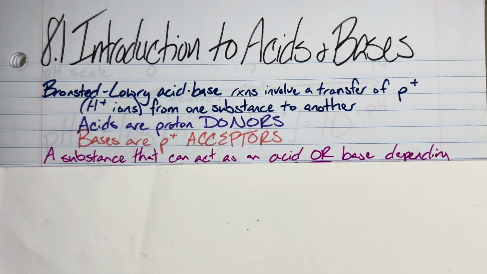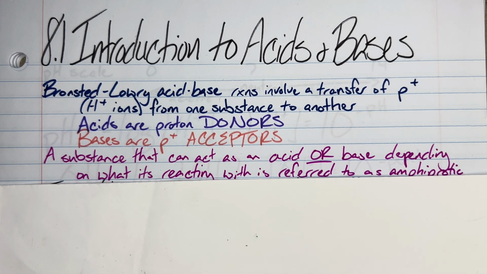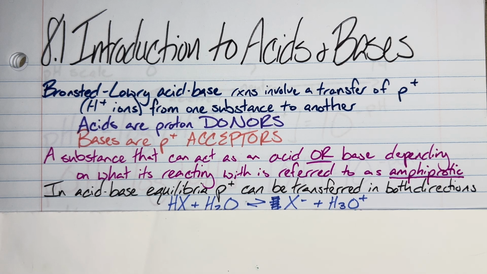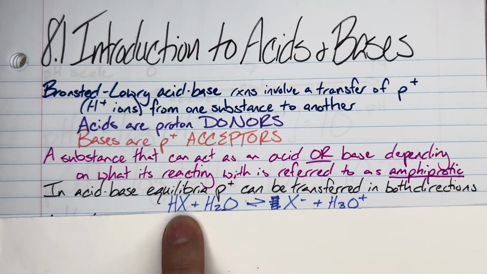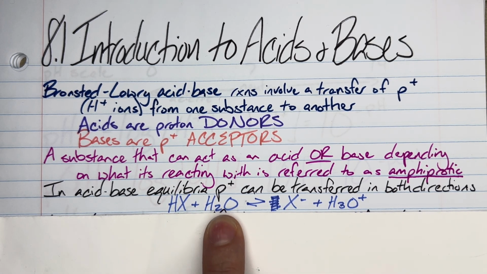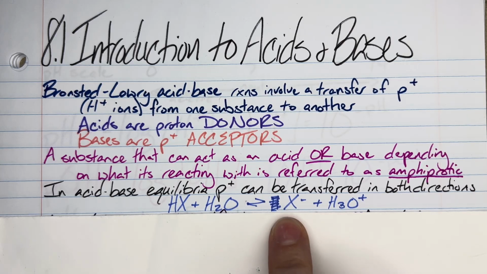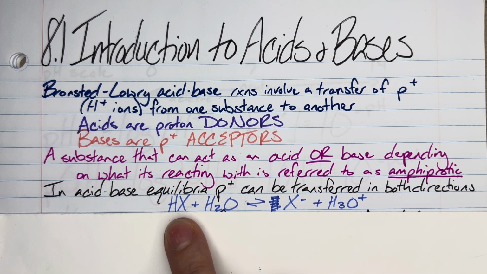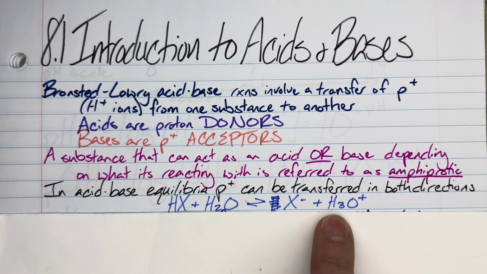A substance that can act as an acid or a base, depending on what it's reacting with, is referred to as amphiprotic. In acid-base equilibria, protons can be transferred in both directions. So we can have initially our acid being dissolved in water, and then our proton leaves the anion from our acid and attaches onto water.